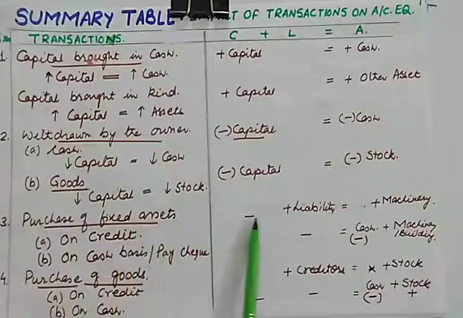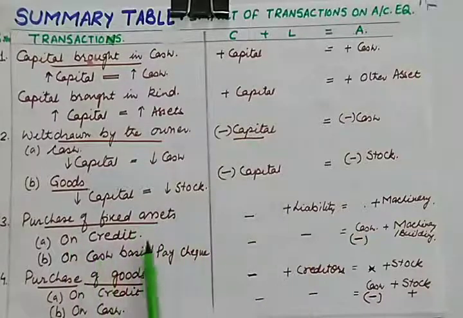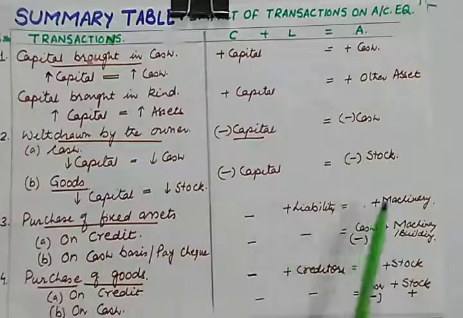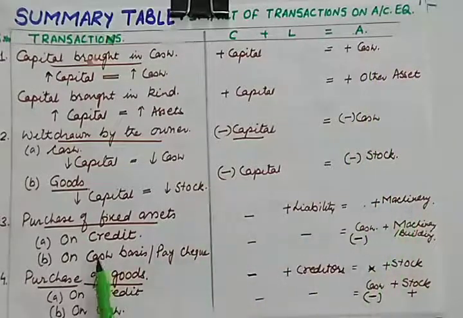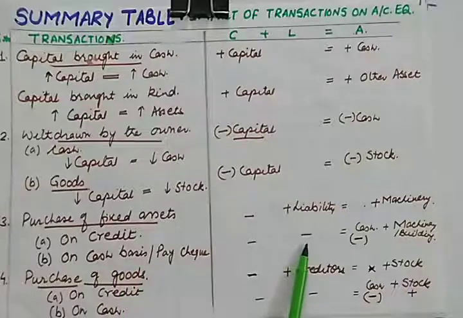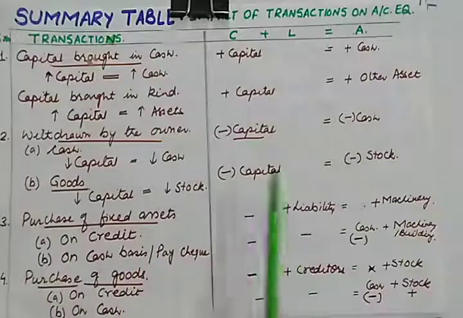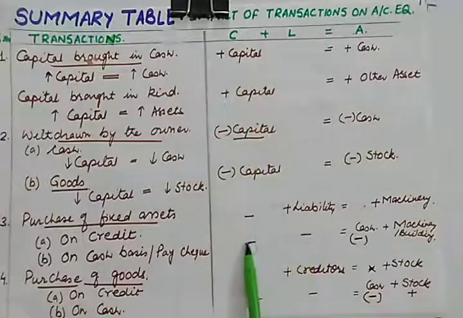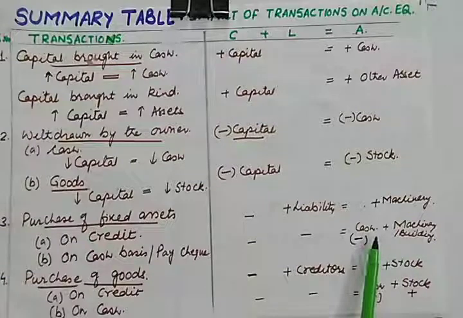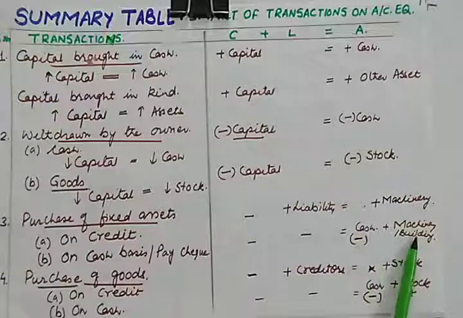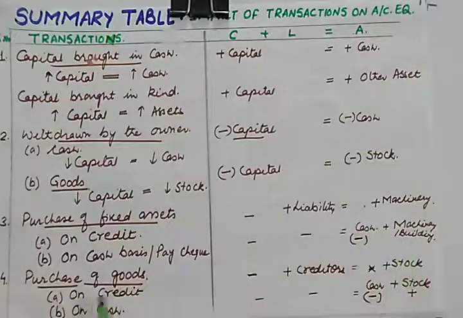Purchase of fixed assets, in this case if you are buying on credit, it will increase your liability and asset, the name of that particular asset will increase. On cash basis, this will not change your left hand side, liability side, this is known as liability side, and your cash will decrease, or if you are buying through bank, then your bank balance will decrease and the asset will increase.